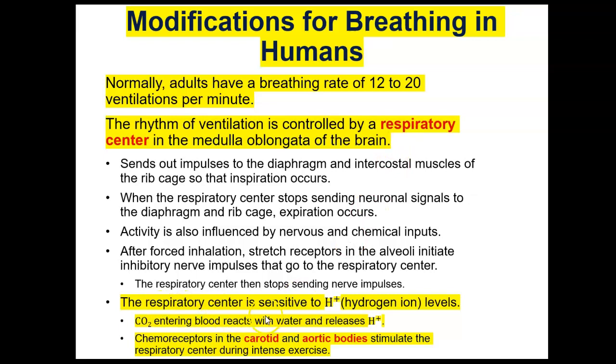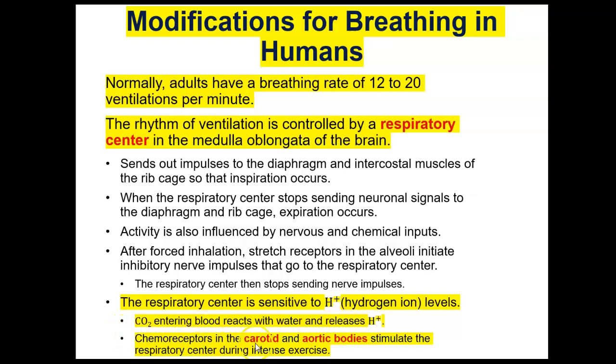The respiratory center is sensitive to hydrogen ion levels. So it is sensitive to pH, basically. When carbon dioxide enters the blood and reacts with water, it releases hydrogen, and that's how carbon dioxide lowers pH. So the higher the carbon dioxide level in the blood, the lower the pH is going to be, and the higher the hydrogen ion level is going to be. So high CO2 corresponds to high hydrogen, and that corresponds with low pH.